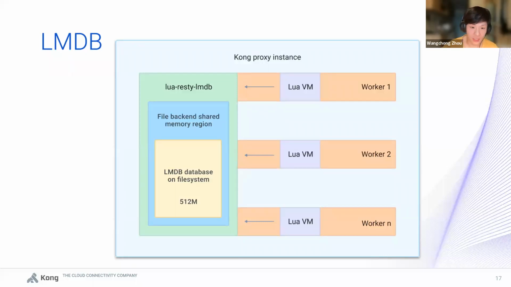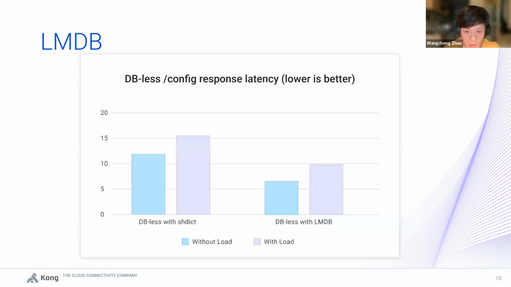So we also did a slightly quick benchmark with the graph. We tested with the DB-less deployment, comparing the original shared dict and also LMDB. In this performance test, we're testing the workload to read through the config endpoint and through the memory. As you can see here, the latency almost shrinks to half after we switch to LMDB.